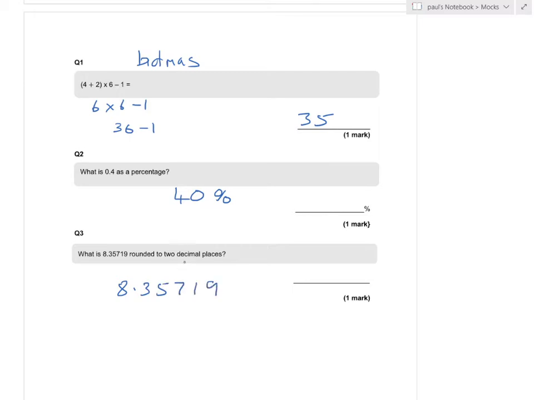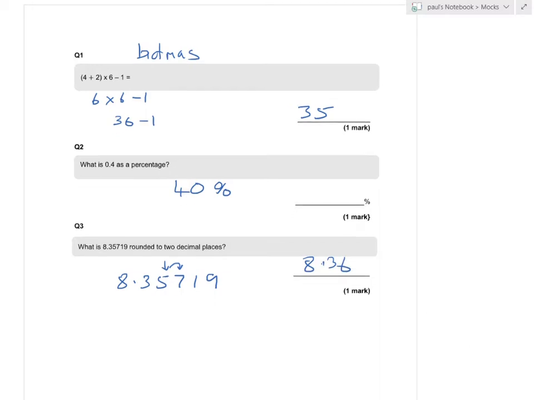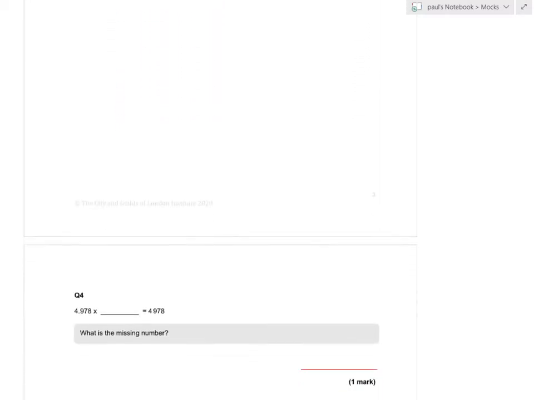8.35719, rounded to 2 decimal places. So look at that one, it's 5 or more, so round up to 8.36. Okay, next one.